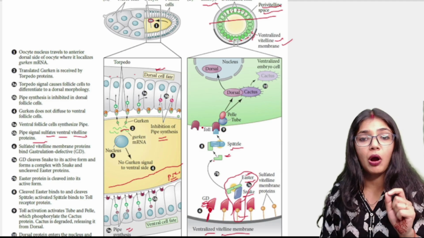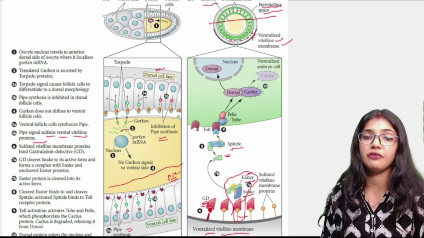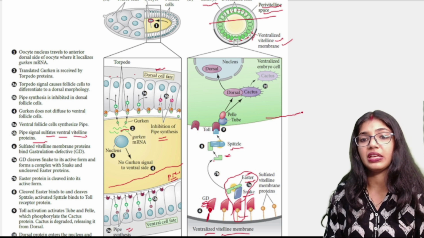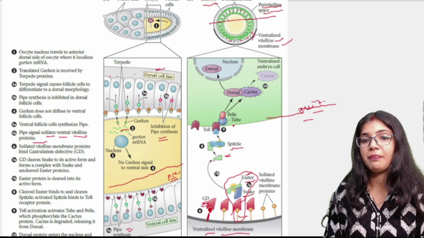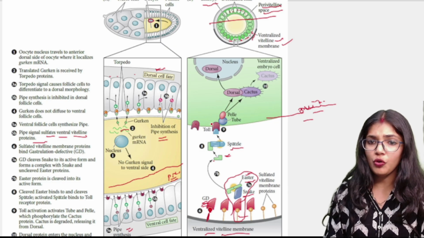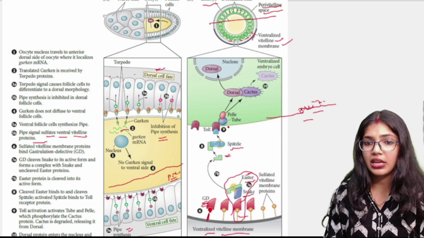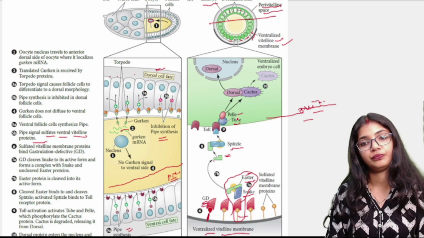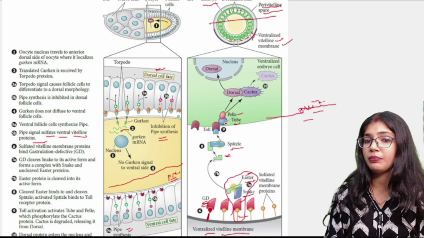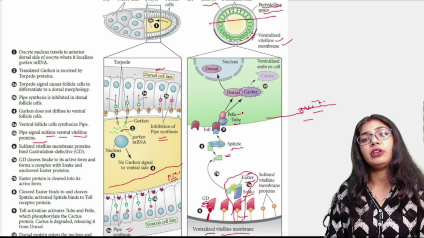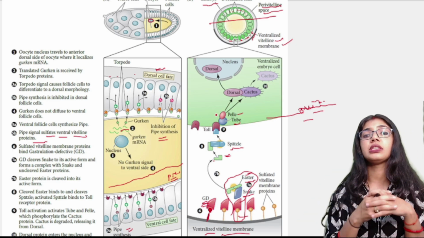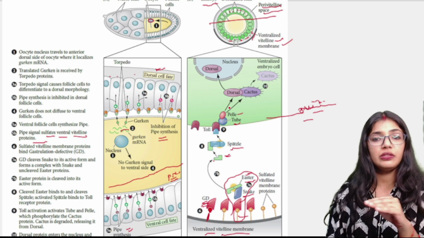Then it will bind with a receptor which is known as the toll receptor, which is present in the pre-vitelline membrane. Okay, so here what this does, it will help in activating this tube and pelle. After the toll receptor is activated, it will bind with tube and pelle. So what was the work of this tube and pelle? So this was one case.